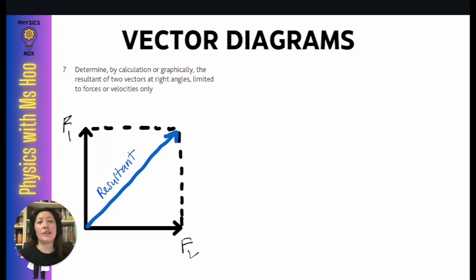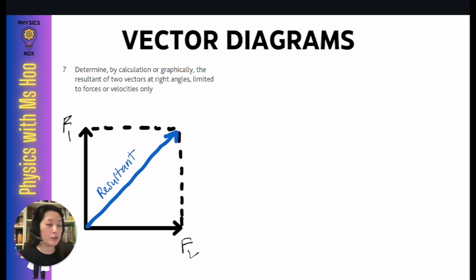Now, if you wanted to calculate this, you don't have to draw it out to scale. You can see from this diagram, the resultant force forms a triangle. So you just use Pythagoras theorem to solve the value of the resultant force. If you can't remember how to solve all this, please watch my video about vector diagrams.